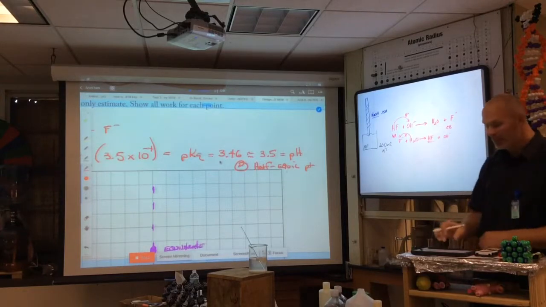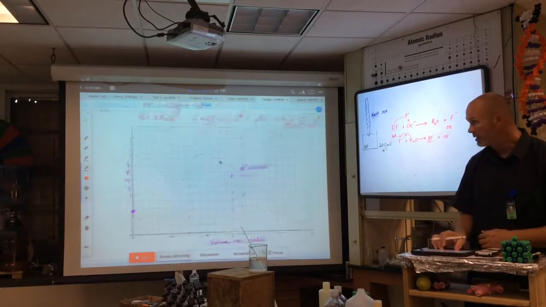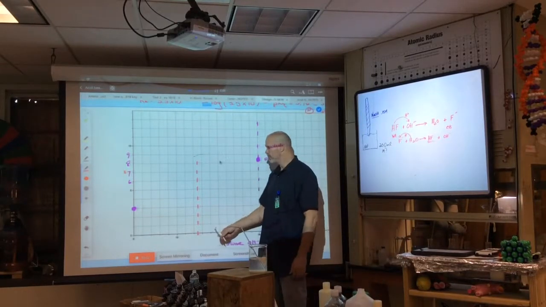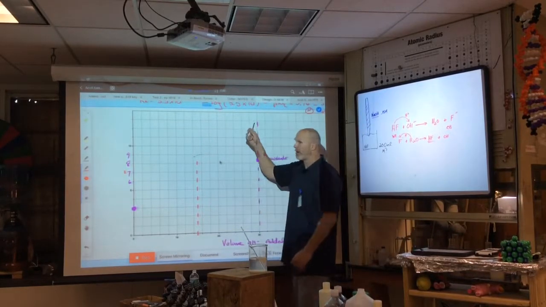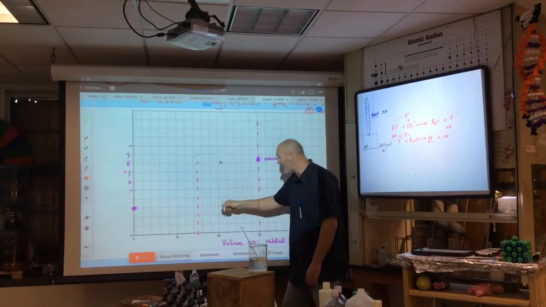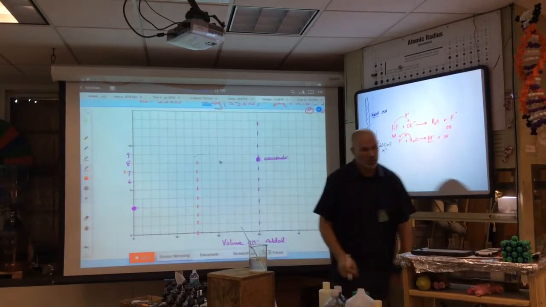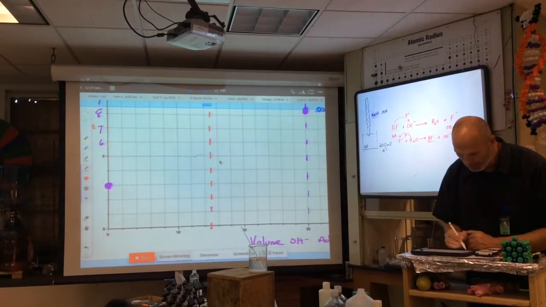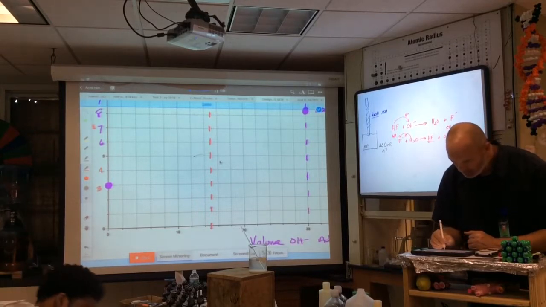So party people, this would be a point I would grade. I'd expect you to figure out that half of 30 is 15. I'd expect you to know that by finding the Ka, giving me the pKa will equal the pH at the half equivalence point. So the half equivalence point is 3.5. So this is 3, this is 4, and this is now my point.